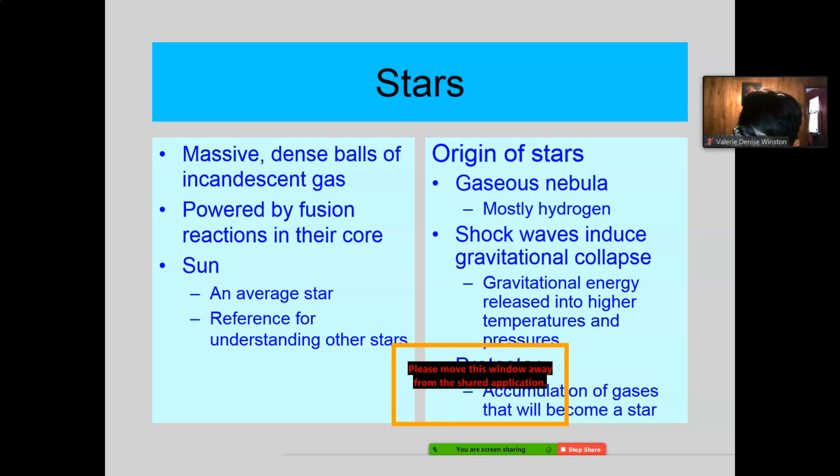Now, if I sit back in my chair, can you still hear me okay? Okay. Now, the stars are massive. What we mean by massive, they have a lot of material in them. Enormous amount of materials. Very dense, meaning really packed in there. Balls of incandescent gas. Now, what does incandescent mean? It's giving off light. That's why we call it incandescent light bulb. It's a bulb that's giving off light. Incandescent gas. So basically what a star is, a great big massive ball of gas.